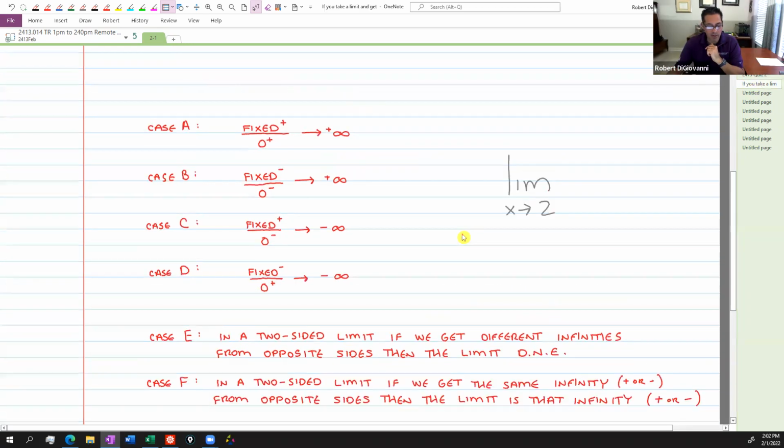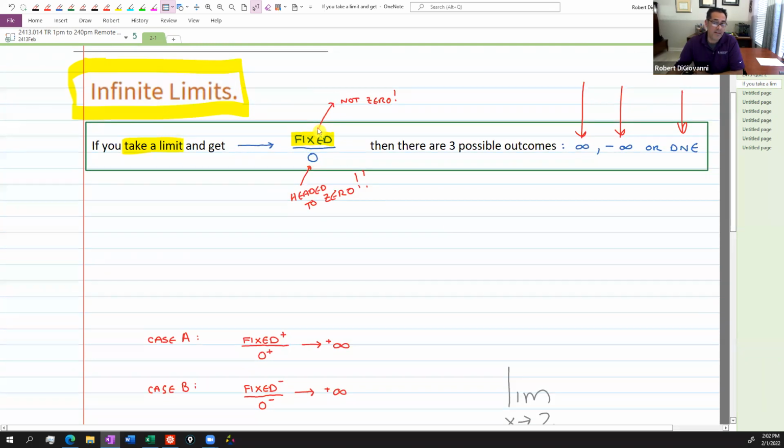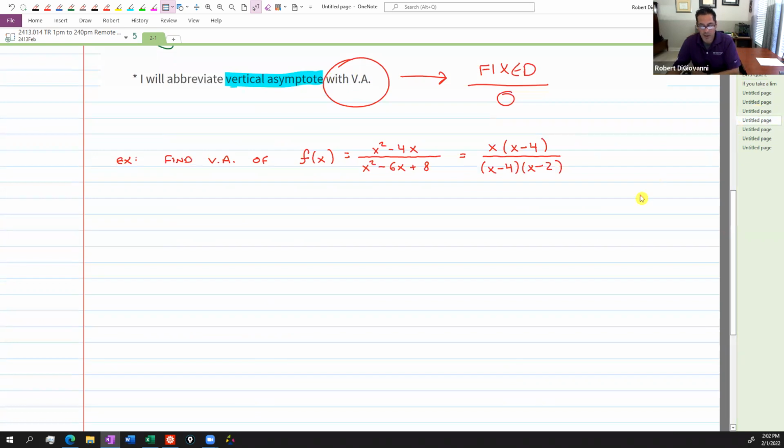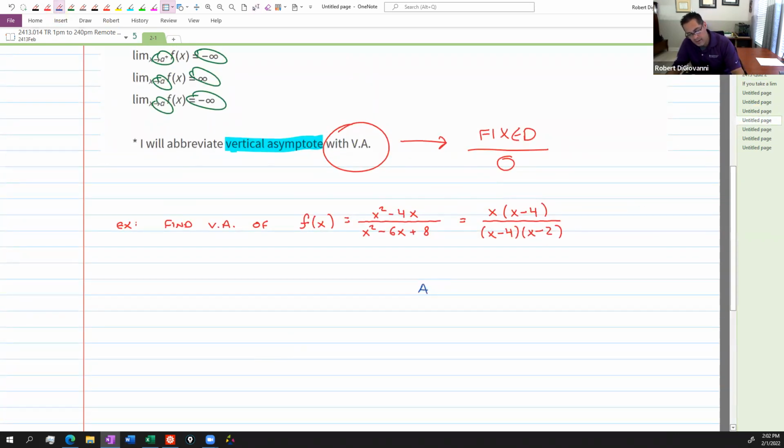Remember when I started this out in the very beginning, I said, when I say fixed over zero, I mean fixed meaning anything but zero. Because if we get zero over zero, it's a whole other ball game. When we get a fixed non-zero number over zero, that's when we have these three possibilities. So back to this, Robert. At x equals four, we're getting something that looks like zero over zero, which would be some sort of algebra we need to do. And really, this is going to correspond to a hole in the graph. So we do not have a vertical asymptote at four. We need something fixed on top and zero on the bottom.